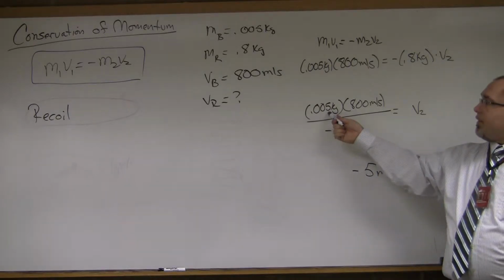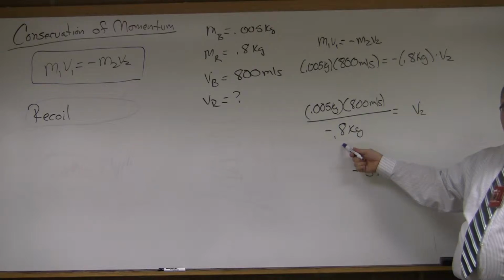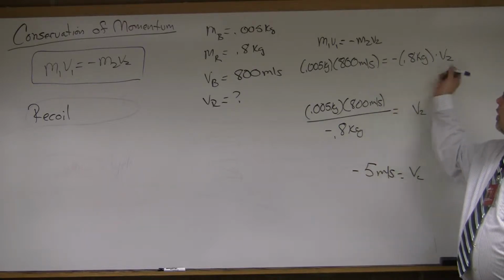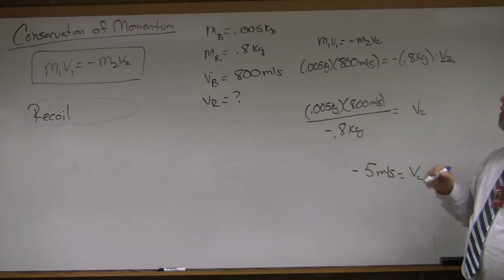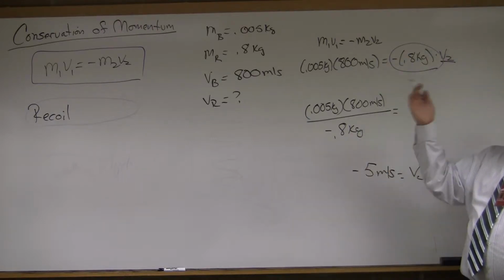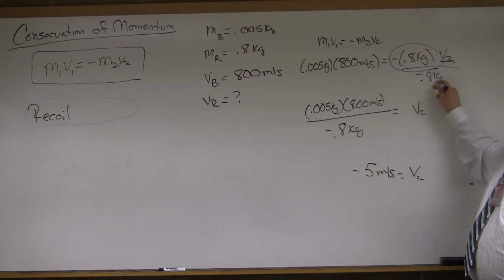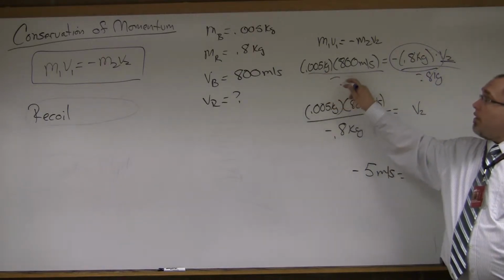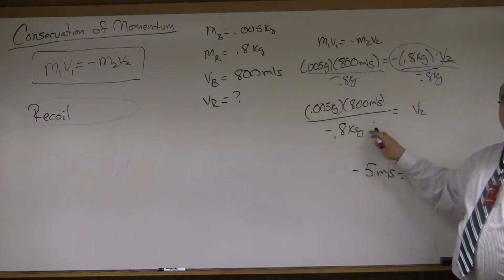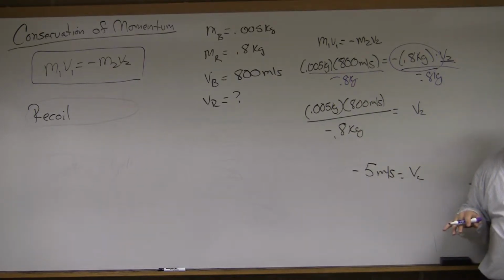So you take your 0.005 times 800, and then we divide it by the negative 0.8 kilograms, because we want to get v2 by itself, and it is being multiplied by this number. The opposite of multiplying by it is to divide by it. So we divide by negative 0.8 kilograms. What you do to one side of the equation, you must do to the other, which is how we get here. Punch it in, you get negative 5 meters per second.